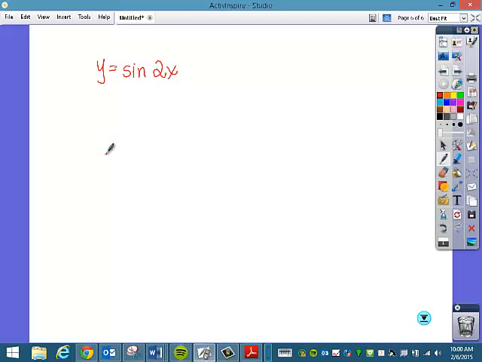So the way that you do this is, you first take the derivative of your trig function. So the derivative of sine is cosine. You keep this part the same, but then you have to multiply by the derivative of this, which would just be 2. So your final derivative would be 2 cosine of 2x.